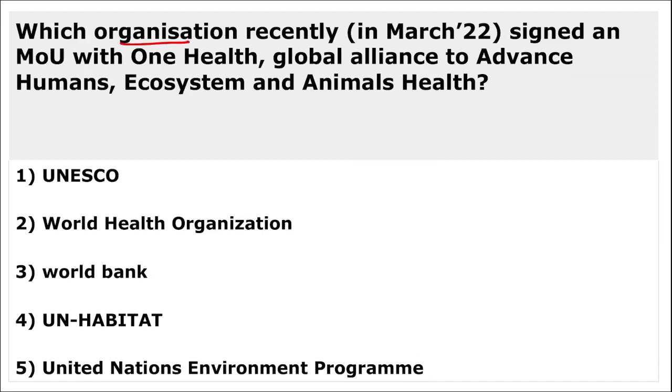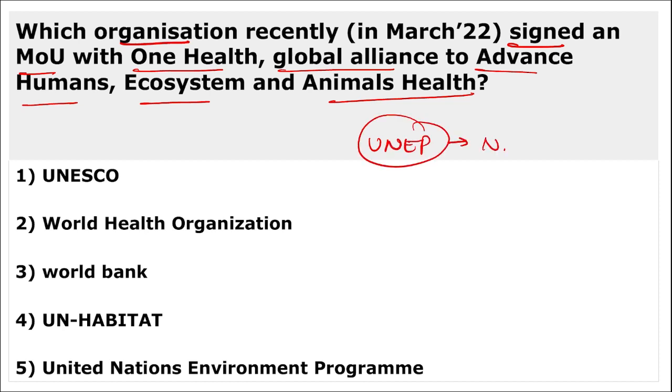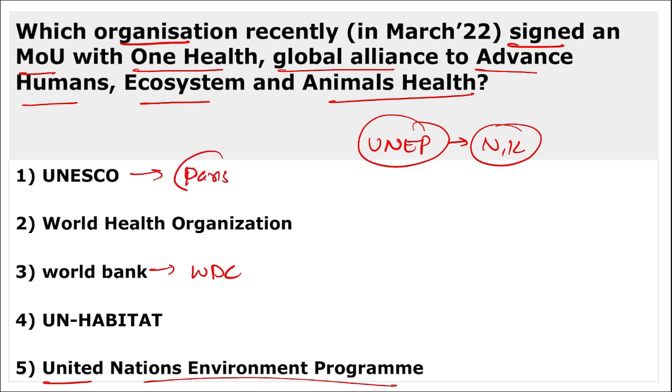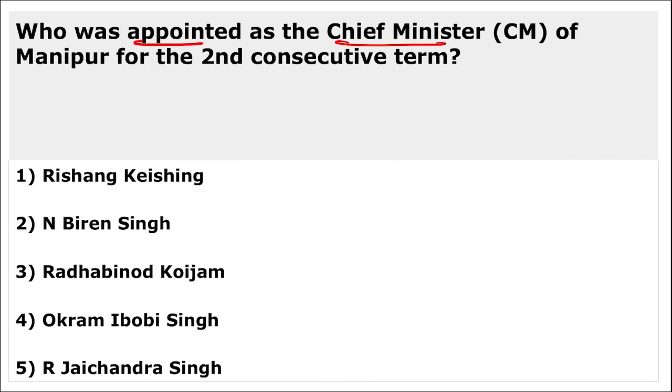Next, which organization recently signed an MOU with One Health Global Alliance to advance human, ecosystem and animal health? It was your UNEP. Where is the headquarter of UNEP? It is in Nairobi, Kenya. What is UNEP? It is your United Nations Environment Programme. Where is the headquarter of the World Bank? Washington, DC. Where is the headquarter of UNESCO? Paris. Where is the headquarter of the World Health Organization? Geneva, Switzerland.